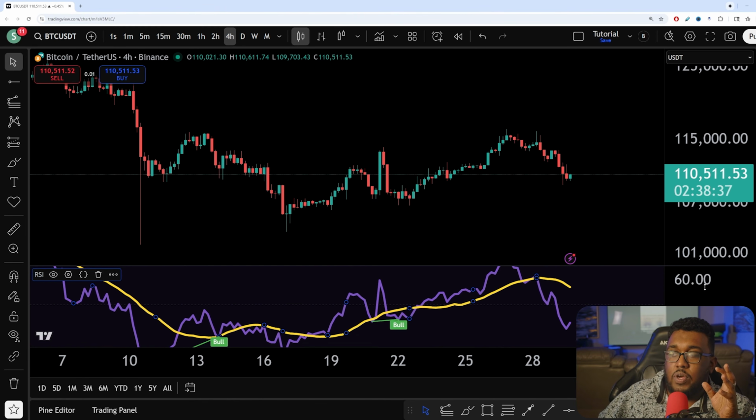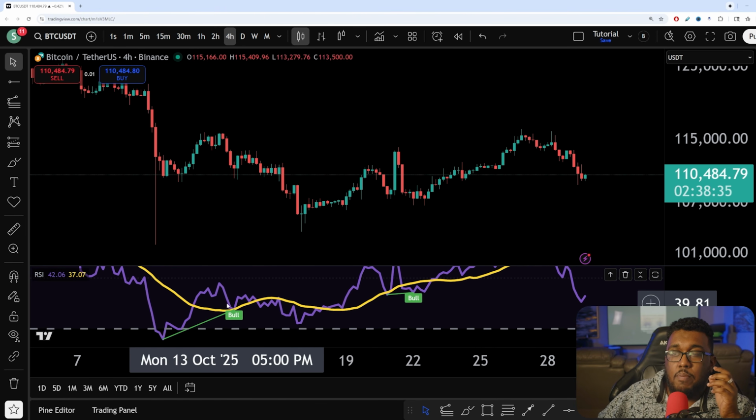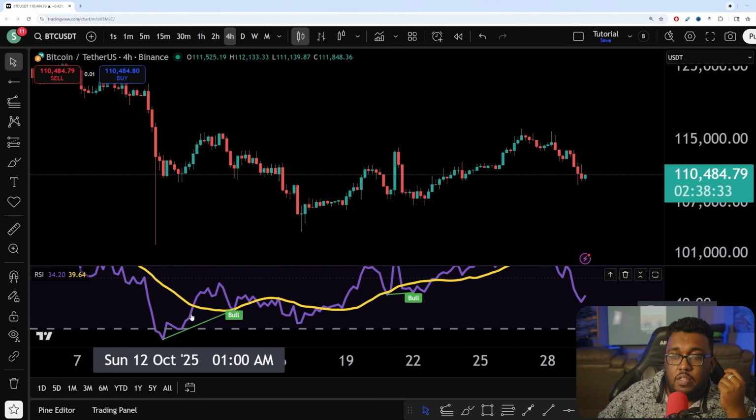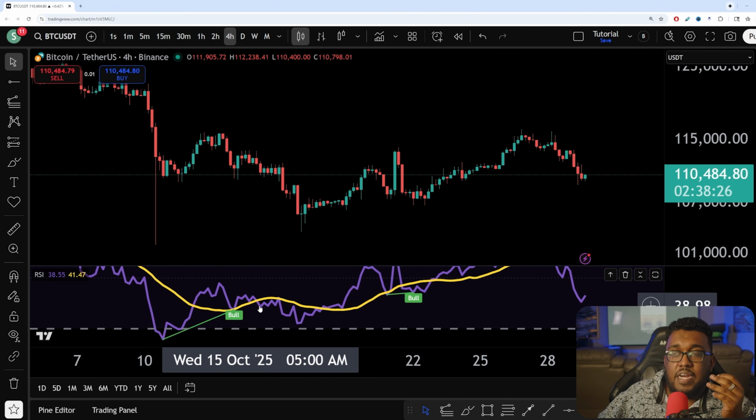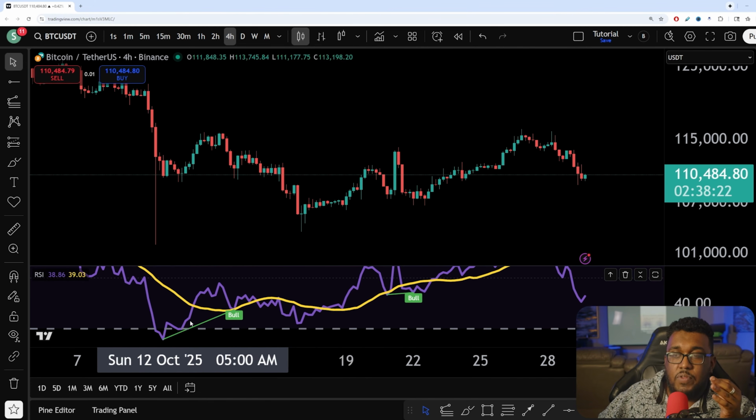But there's a few different ways you guys are going to see bullish signals. Primarily, when you see the purple line cross above the yellow line, that is going to be a bullish signal. When you see the purple line cross back down below the yellow line, that is going to be a bearish signal, okay?